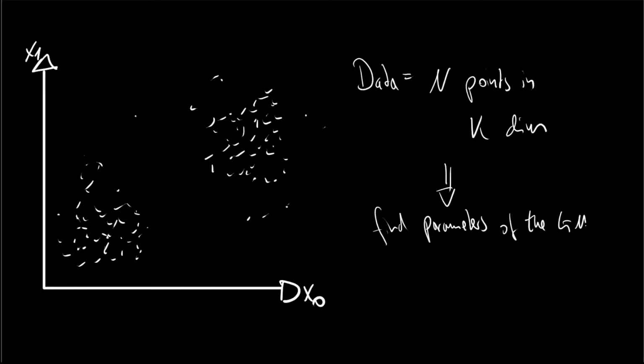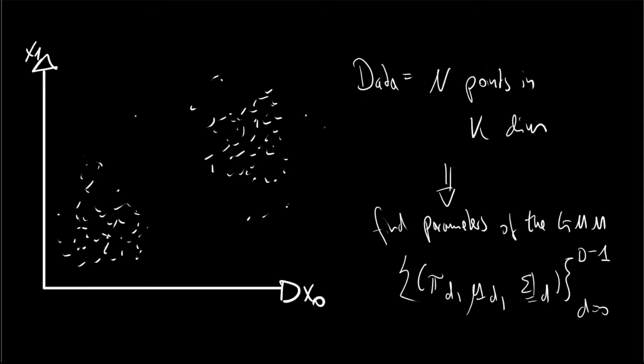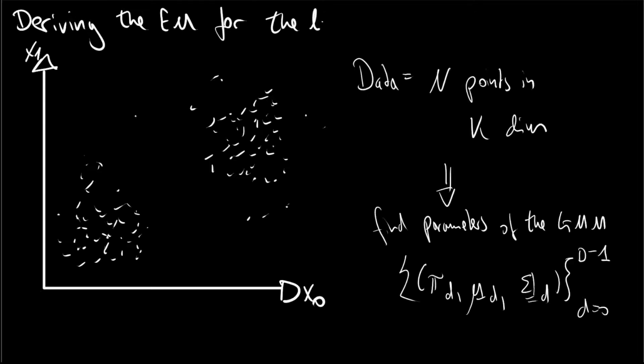And the parameters of the multivariate Gaussian Mixture Model are the cluster probabilities, the mu vector, and the covariance matrix. And we need this for all of the D clusters that you think are in the data, and here it's 2 clusters. But how can we find these parameters? The solution is to use the expectation maximization algorithm, shorthand EM, which we're going to derive for the multivariate Gaussian Mixture Model in this video.